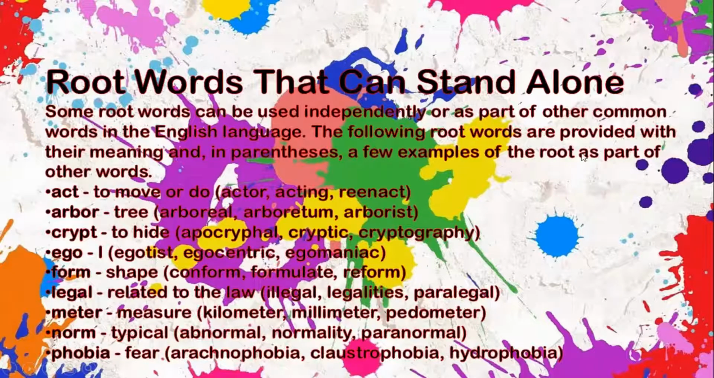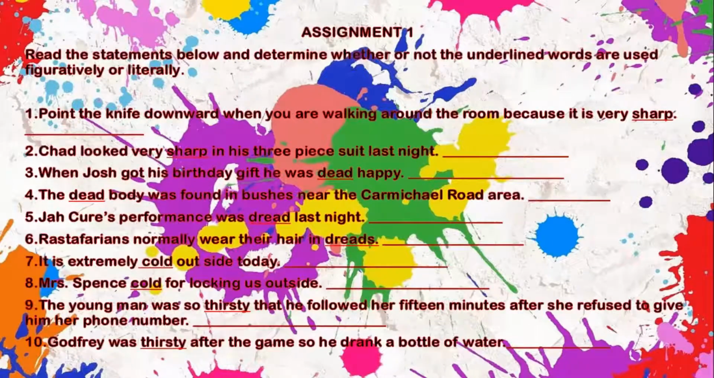Root words can stand on their own. Nothing has to be added to them to make them complete. Let's look at some of the root words. Act, form, legal. I'm just pulling three of them. To act means to move or do something. Form means to shape, and legal means related to the law or permitted by law.